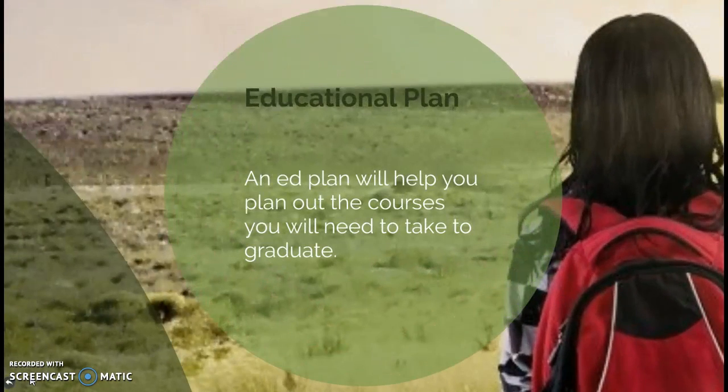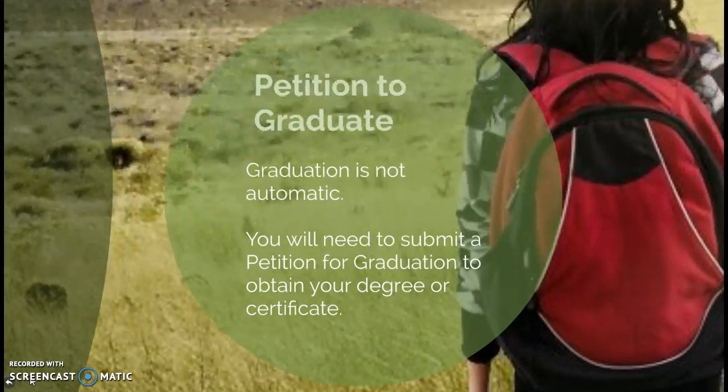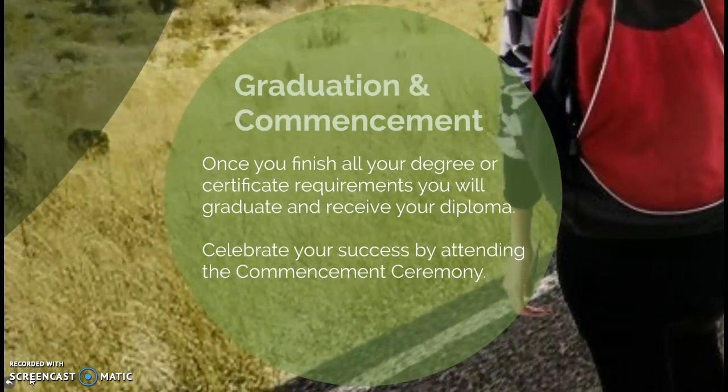First, you will need an educational plan. An ed plan lays out what courses you will need to take to graduate. This will essentially be your roadmap to your time here at Mesa. Second, graduation doesn't happen automatically. You will need to submit a petition for graduation. Third, once you finish all your requirements, you will graduate and receive your diploma. What better way to celebrate your success than to participate in Mesa's commencement ceremony?